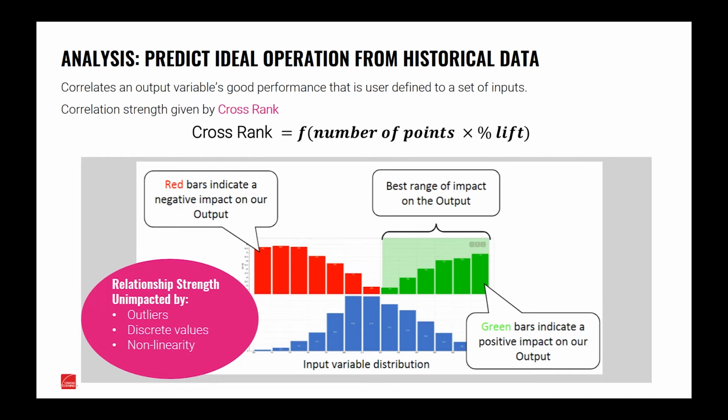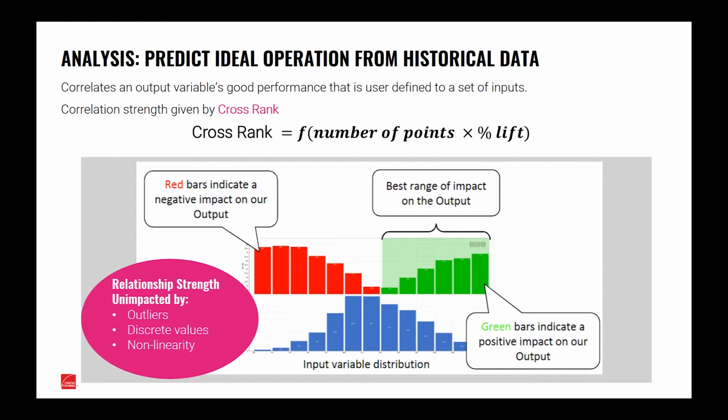So to obtain a cross rank, the data is placed into discrete operational windows. Then within each window, the software identifies exactly how many points are in that window, and then what percentage of those points led to good or bad performance of our output variable. Input variables that have more points in areas of extremely high or low performance earn a higher cross rank and are more correlated.